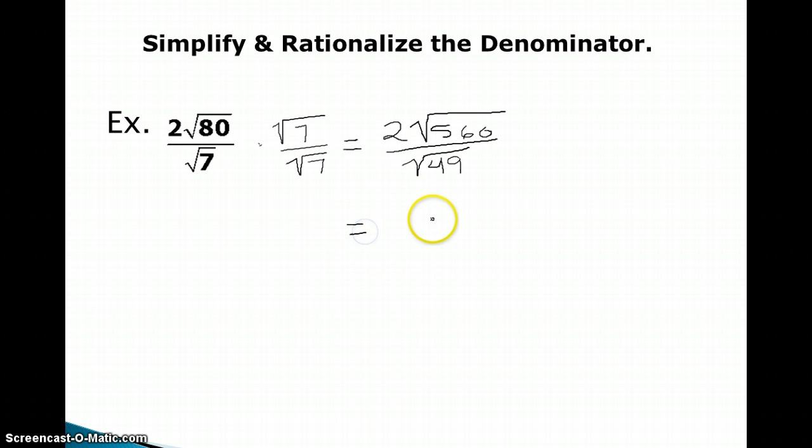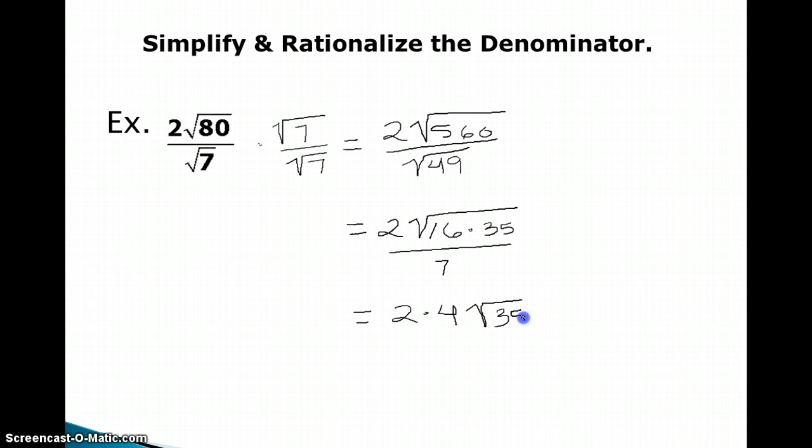In my next step, I will take 2, still on the outside, and then let's factor the square root of 560. I will find factors being 16 times 35, and then in my denominator I can go ahead and simplify the square root of 49, which is simply 7. Now, I'll notice the square root of 16 is a perfect square. So I'll have 2 on the outside times the 4 from the square root of 16, and then the 35 will stay underneath the radical in the numerator. My denominator is still 7.